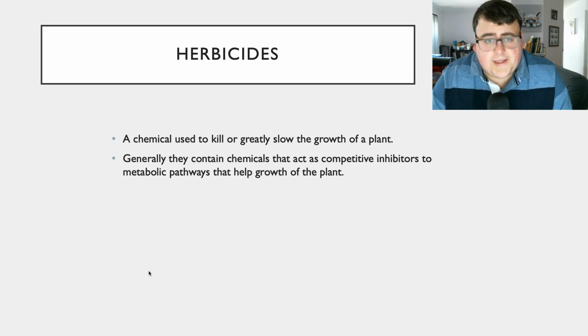Herbicides. Herbicides are chemicals that we use to kill or greatly slow the growth of a plant. Very simply, the way that these work is they act as competitive inhibitors, and they'll bind to the active site of an enzyme that's going to help the growth of the plant. If you block the active site of that enzyme that helps grow plants, obviously the enzyme can't work.